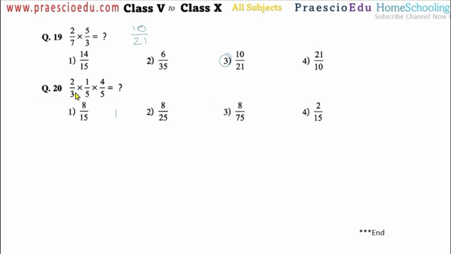Now question number 20, 2 by 3 multiplied by 1 by 5 multiplied by 4 by 5 is equal to how much? All are multiplications, so we directly multiply the numerators, 2 multiplied by 1 multiplied by 4, and divide by 3 multiplied by 5 multiplied by 5. There is no common factor. So 2 multiplied by 1 is 2, and multiplied by 4 means 8. Then in the denominator, 3 multiplied by 5 is 15, multiplied by 5 means 75. So the answer is 8 by 75, which is option number 3.